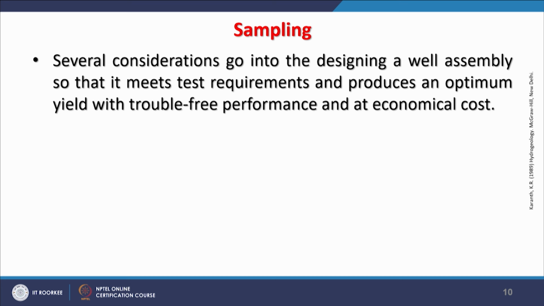Several considerations also go into designing a well assembly so that it meets the requirements. This requirement is of prime importance, especially for industries, may not be for agriculture, and may not be for domestic purpose, but still for domestic purpose certain requirements are there. And it should meet the test requirements and produce an optimum yield, the required yield, with trouble free performance and at economic cost. So, whenever a well is being finalized for production of water, all these things are considered: how much optimum yield I am going to have, the performance of the well pump and all assemblies should be good, trouble free for a very long time, and there should not be a lot of cost involved. Otherwise, things will become difficult for an industry or an organization or for an individual also.